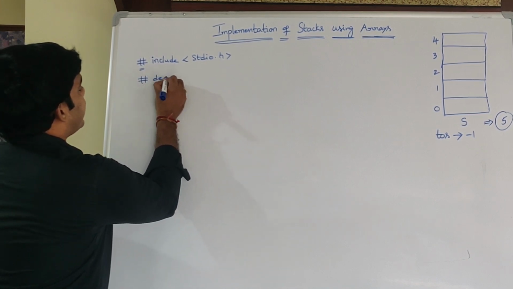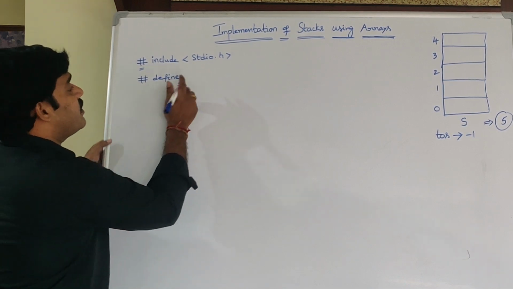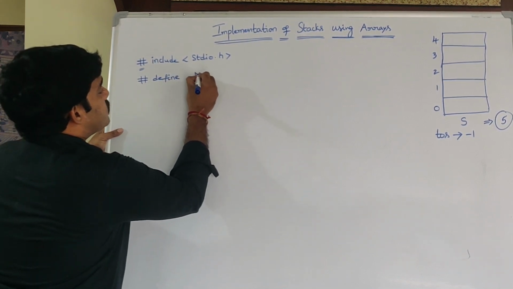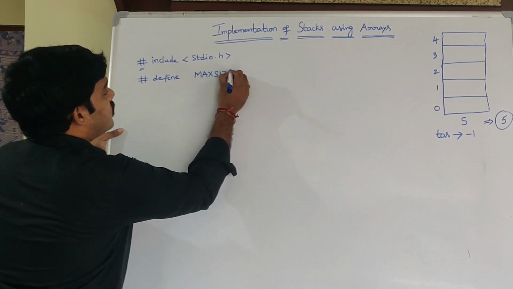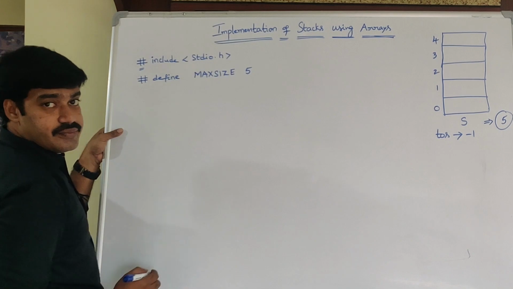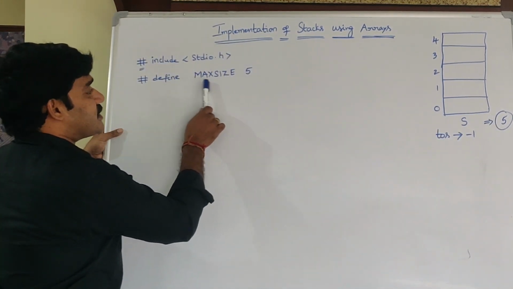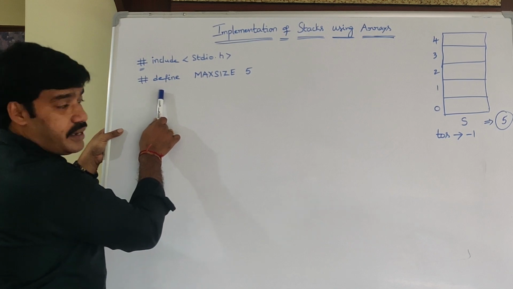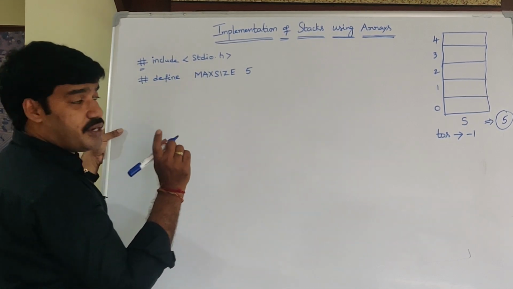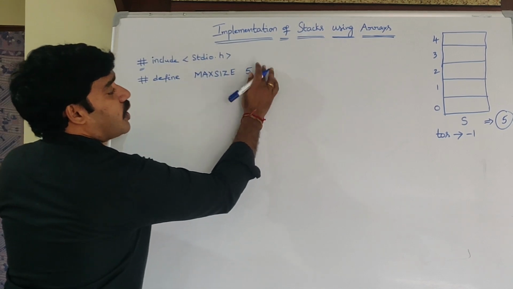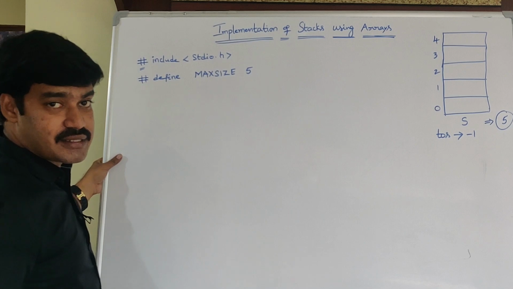I am defining a symbolic constant with the help of #define. Symbolic constant name is MAX_SIZE with the value 5. What is the size of the stack? 5. That's why I am declaring a symbolic constant with a #define. Important point is you don't put any semicolon here. If you put the semicolon, then it will give you a syntax error.